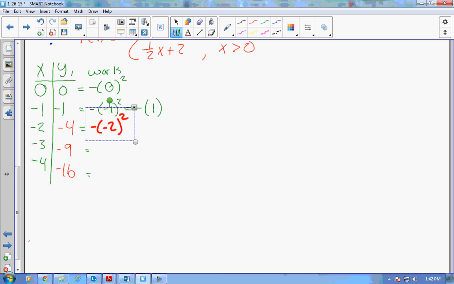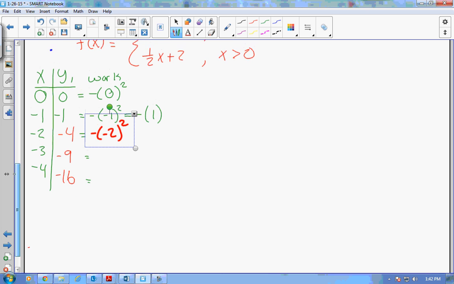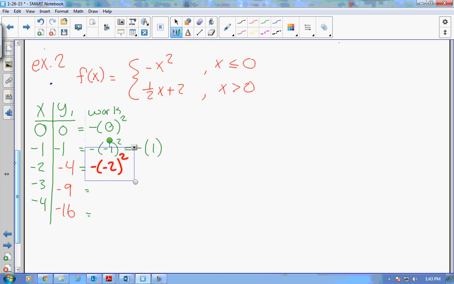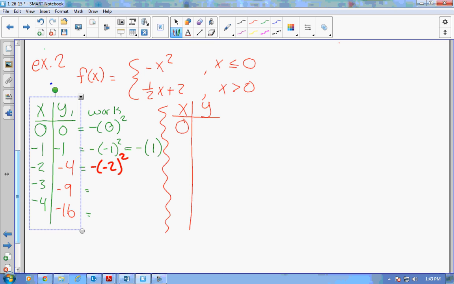Well, it kind of looks like that. That's quadratic. Okay, that's the first half of the graph. Now we have a second piece. The second piece has to have a 0 as well. Both of them have to have that crucial point.